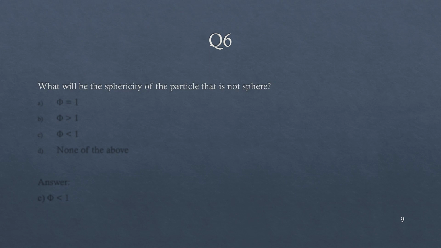What will be the sphericity of particles that are not spheres? Option A, phi is equal to 1. Option B, phi is greater than 1. Option C, phi is less than 1. Option D, none of the above. So again, this is a very simple question, so just try to answer it.